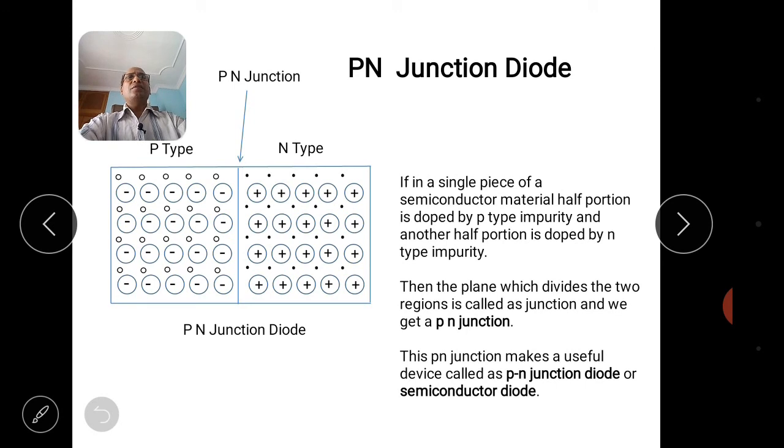If in a single piece of semiconductor material, half the portion is doped by p-type impurity and the other half is doped by n-type impurity as shown in the figure, then the plane which divides the two regions is called the junction, and we get a p-n junction. This p-n junction makes a useful device called a p-n junction diode or semiconductor diode.